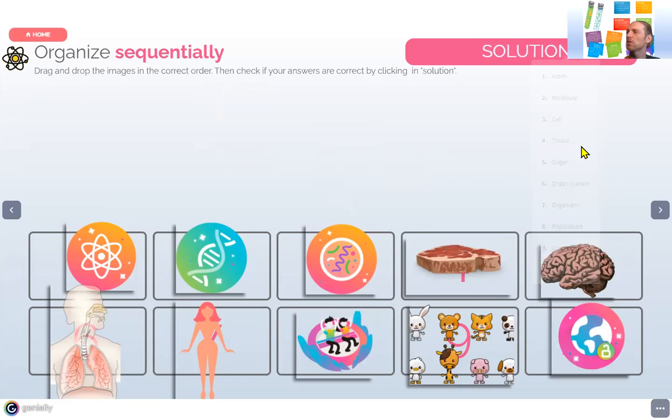Let's have a look. Solution. Yeah, I think we got it right. Okay, very simple.